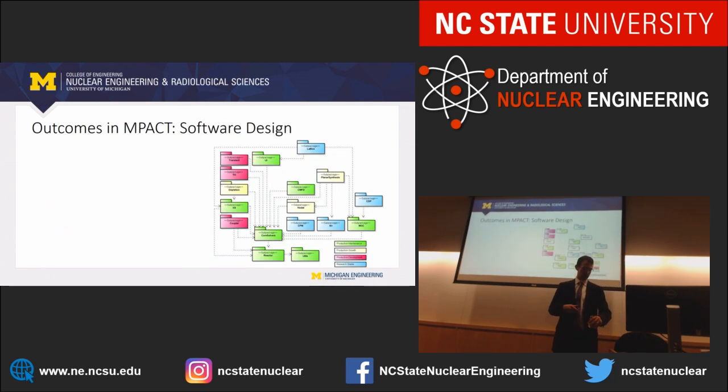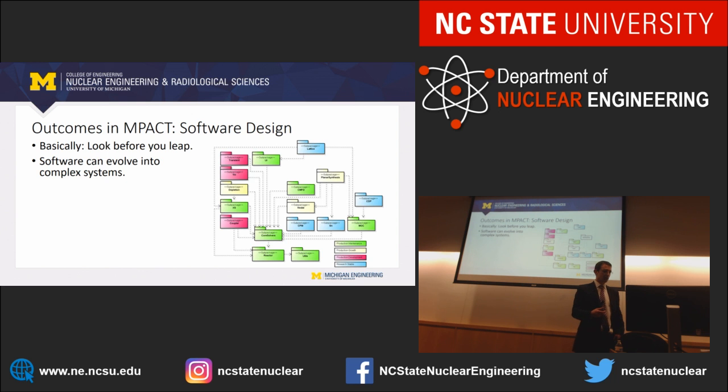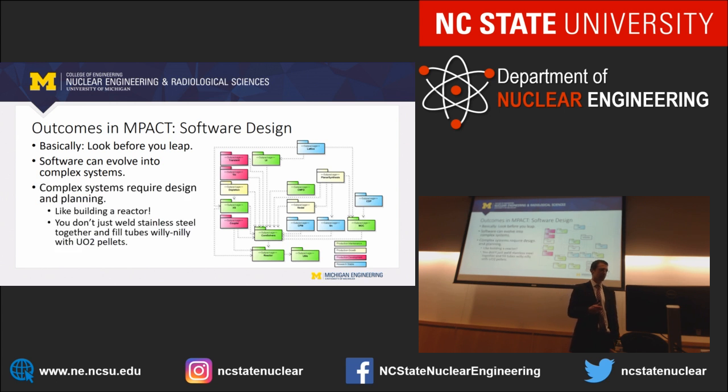So I mentioned, the other one was our outcomes were a process, which we just went through, and then also software design. And so this is somewhat out-of-date picture, but part of the design of the software. And the logic here should be pretty obvious. It's basically look before you leap, right? Software, oftentimes in science, will evolve into a complex system. And with complex systems, they require design and planning, right?